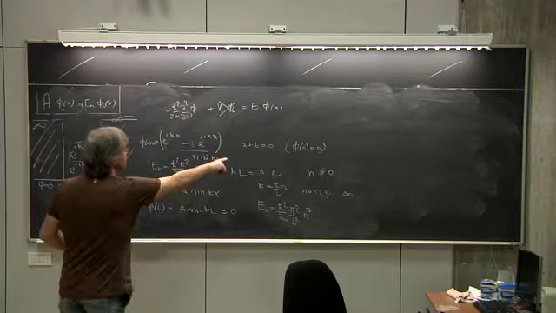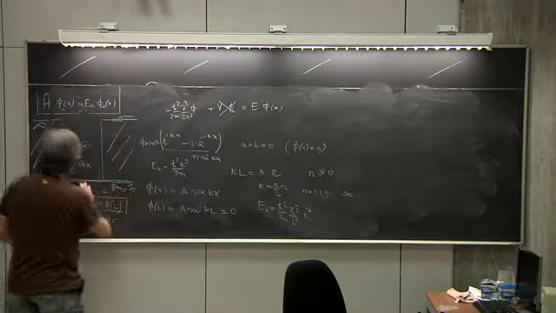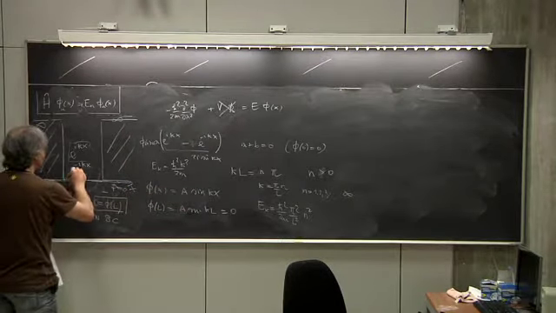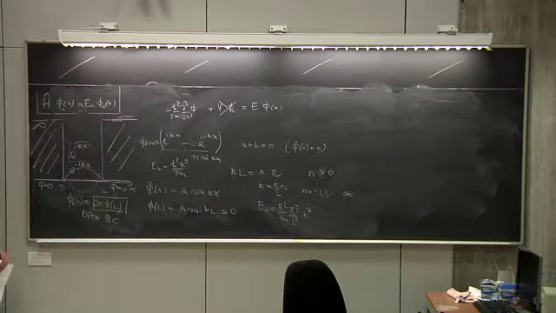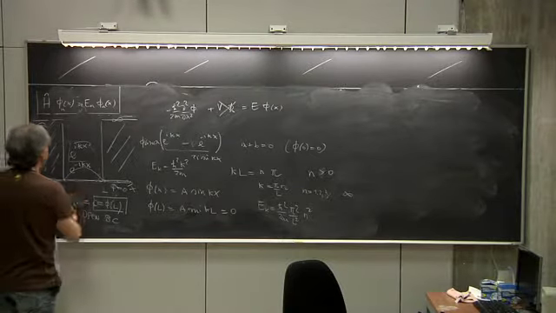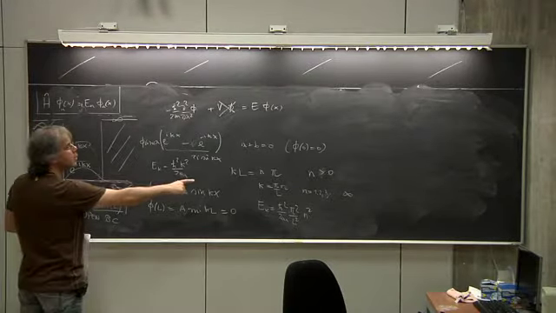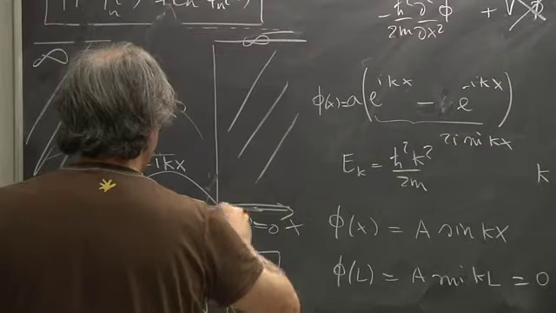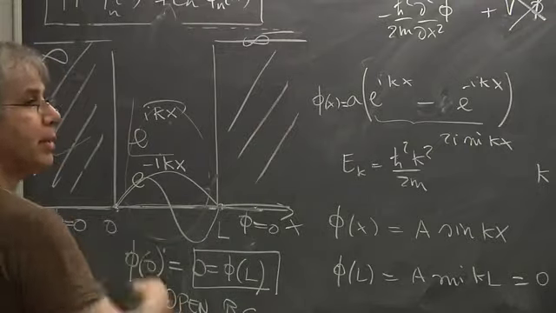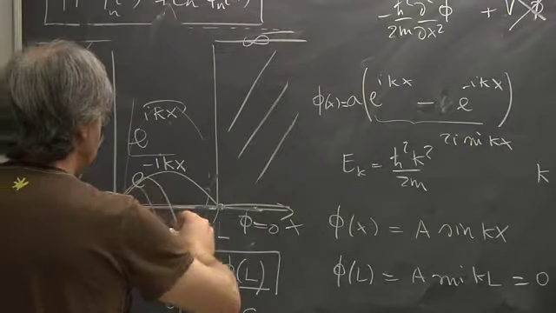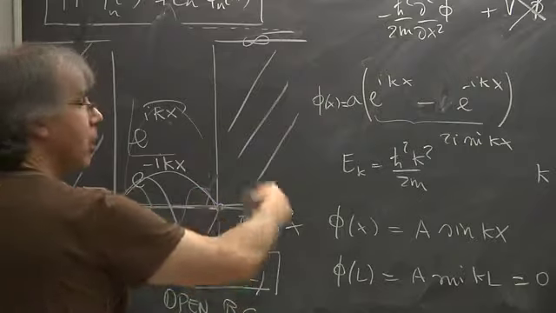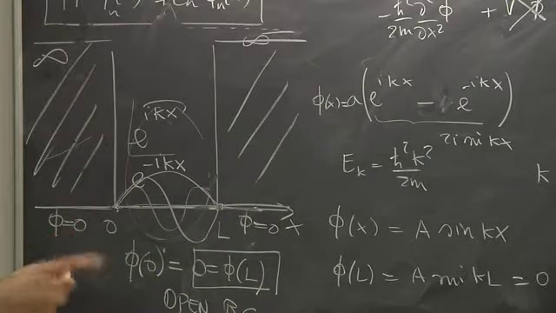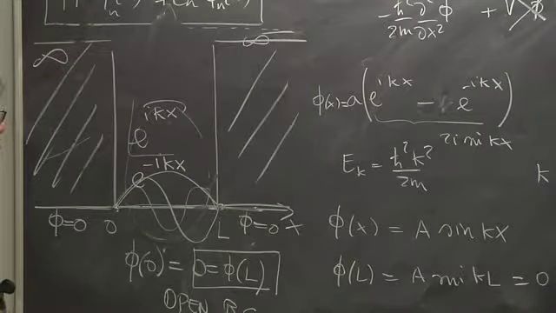You can draw the lowest function, okay? The lowest function is a sine, like that, okay? So it goes to 0 at the border, and otherwise it's a sine. The next state, so n equals 2, you can draw it, is this. Then you can go on, n equals 3, and you have this, n equals 4, and so on. And you realize that you have an increasing number of zeros, as any sine would do when k increases. Okay?